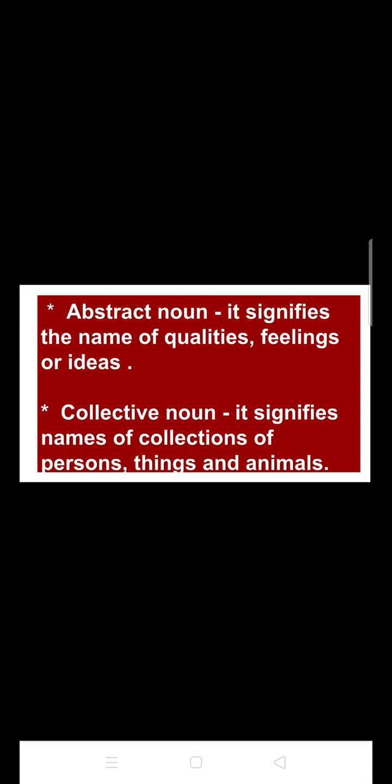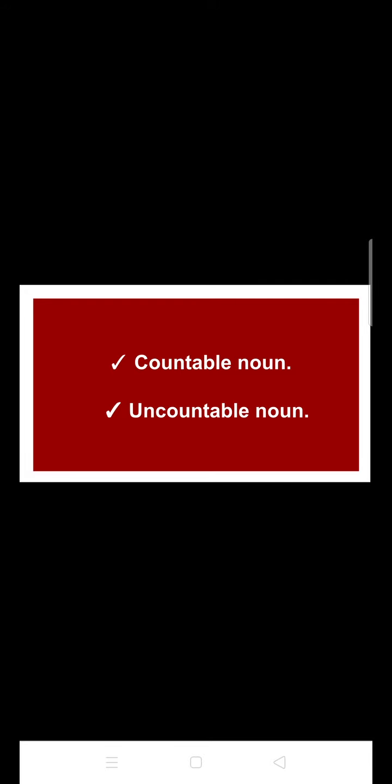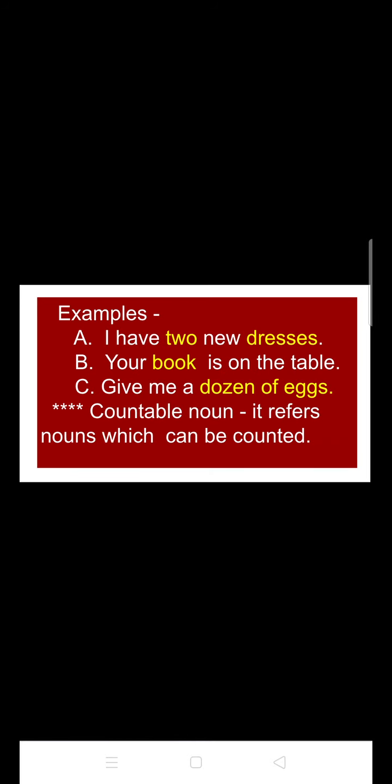So, these categories of nouns are countable noun and uncountable noun. And in order to know the meanings of these nouns, first of all, please have a look at the examples I have mentioned here.